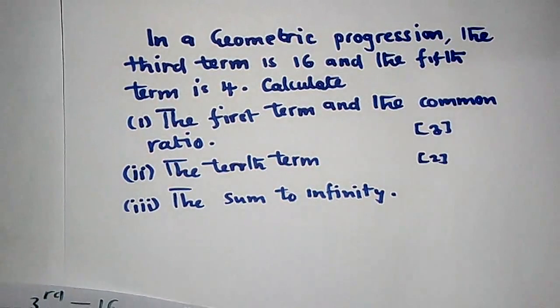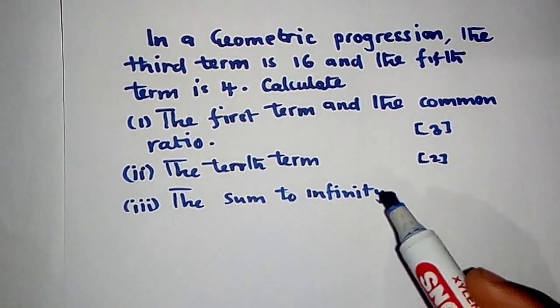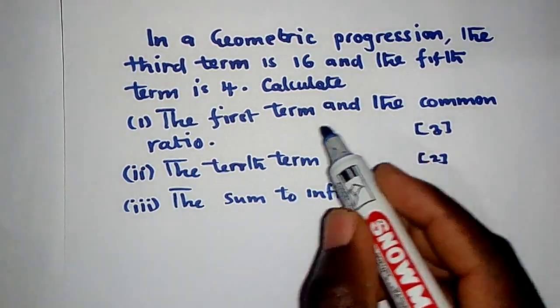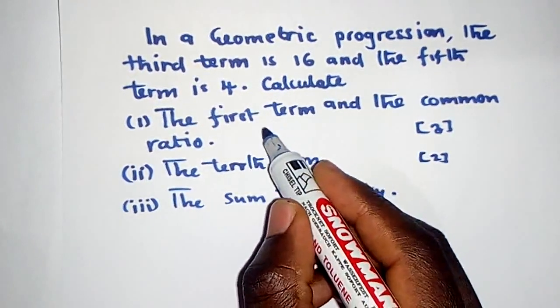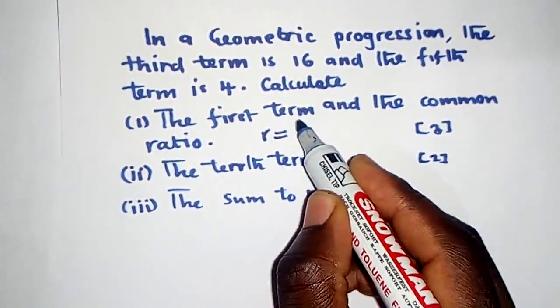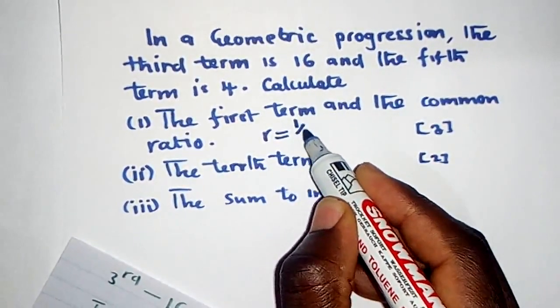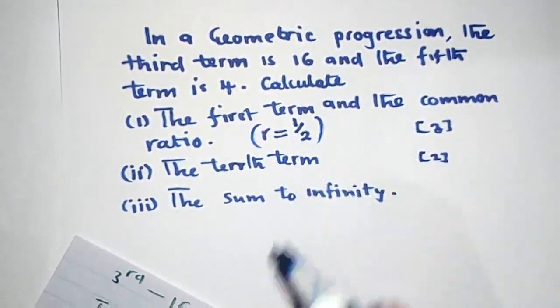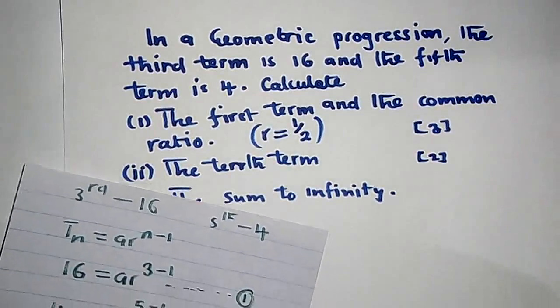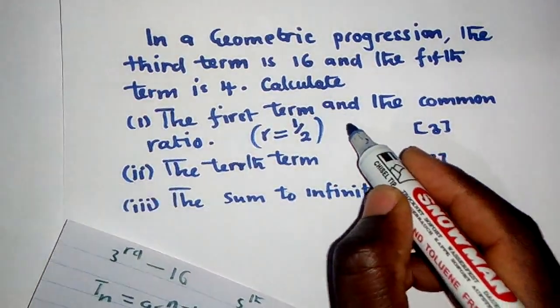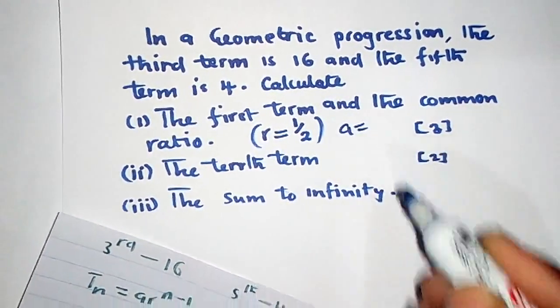Hello. In our previous video, we managed to find the value of R. So our common ratio R is 1/2. So we found 1/2 as our common ratio. So we need to find the first term, which is denoted by letter A.